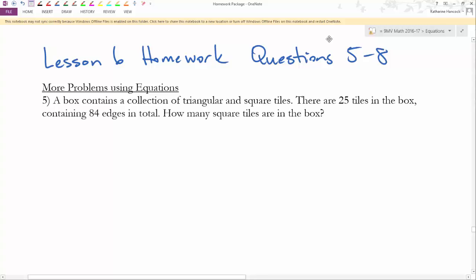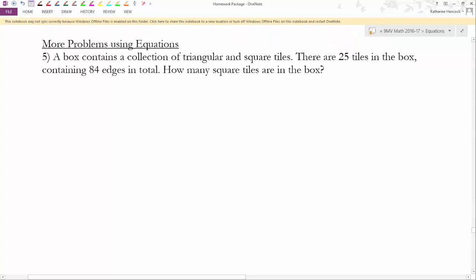Question 5. A box contains a collection of triangular and square tiles. There's 25 tiles in the box containing 84 edges in total. How many square tiles are in the box? So the key information, we know that we've got triangles and squares. We've got 25 tiles, so we have the number here. And then we also seem to care about the edges. And each triangle and square is going to have a different number of edges.